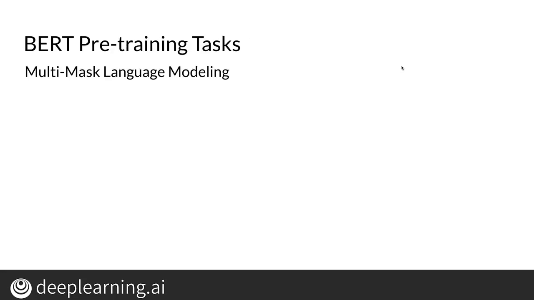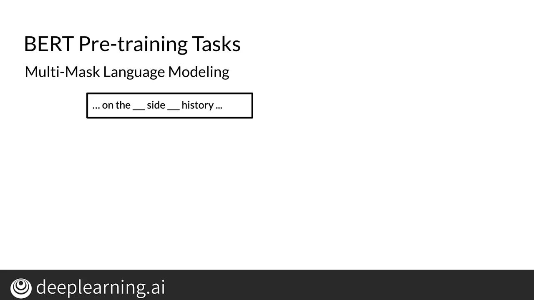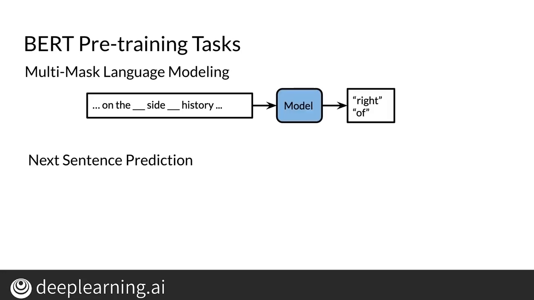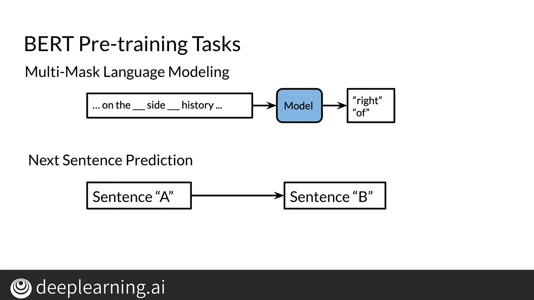So BERT pre-training tasks makes use of multi-mask language modeling. So the same thing that you've seen before, and it makes use of next sentence prediction. So it takes two sentences and it predicts whether it's a yes, meaning sentence 2 follows sentence 1, or sentence B follows sentence A, or not.